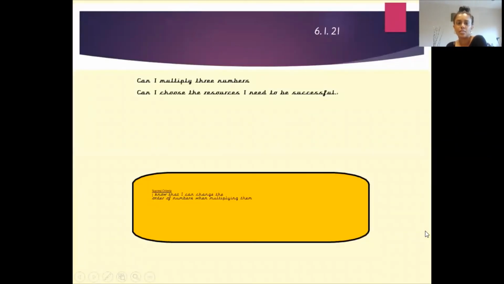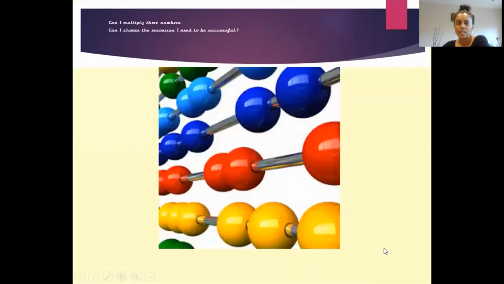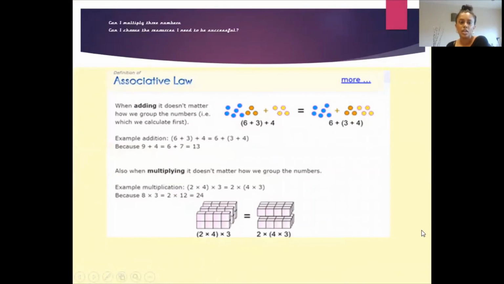In today's lesson, we are going to be learning how to multiply by 3 numbers. Now this sounds like it's going to be a challenge, but believe you me, it's quite simple. This is called the associative law. When adding, it doesn't matter how we group the numbers together if we are adding 3 numbers. And it's also the same when we are multiplying. It doesn't matter how we group the numbers together because we can still get the same answer.